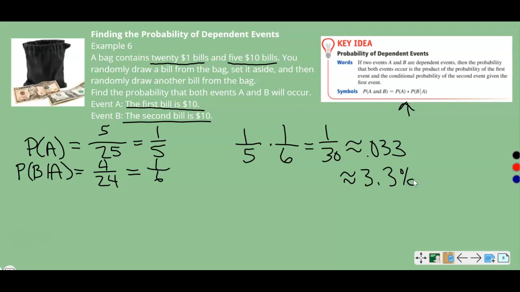3.3%. So the probability that you draw 2 $10 bills, a $10 bill the first time and a $10 bill the second time, out of a bag with 20 ones and 5 tens, is about 3.3%. All right, this was a long lesson, but we are finished. If you have any questions, please let me know.